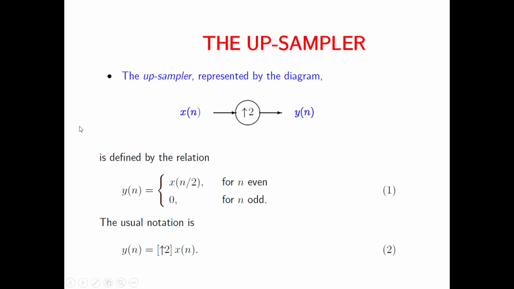Now it is mathematically defined by this equation: y[n] is equal to x[n/2] for n even and is 0 for n odd. The usual notation of the upsampler is y[n] equal to x[n] with an upward arrow 2, because we are using upsampling by a factor of 2. In general, we can have some other factor. We can put it L or M, that we will see.